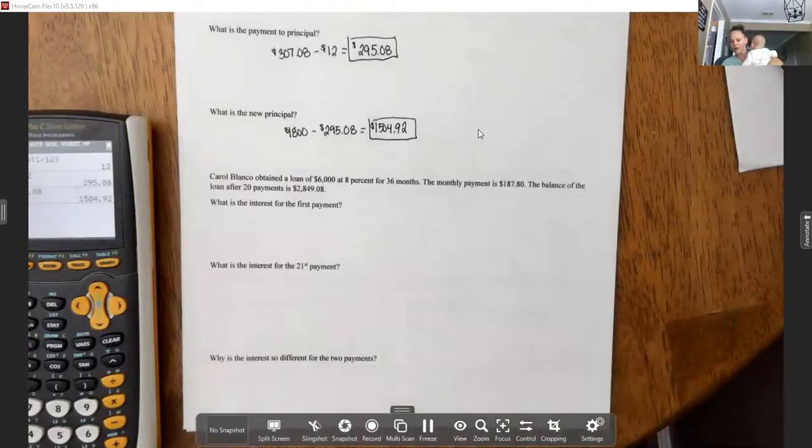Last one. Carol Blanco obtained a loan for $6,000 at 8% for 36 months. The monthly payment is $187.80. The balance of the loan after 20 payments is $2,849.08. What is the interest for the first payment?